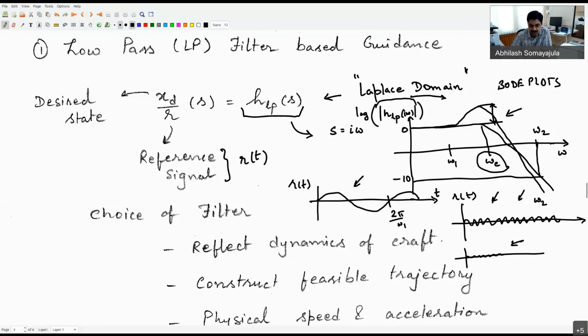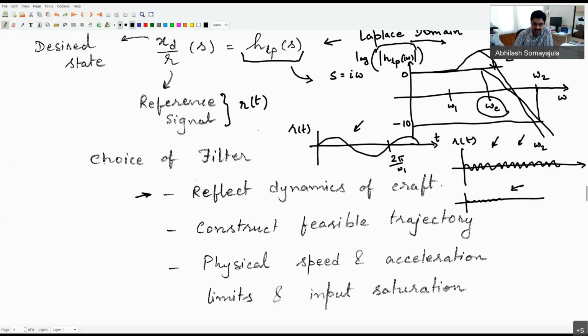So in that sense, you want to make sure when you choose your filter that this filter decently reflects the dynamics of your craft, which means whatever your craft could do in low speed scenarios should be captured. At least all those frequencies must definitely be captured in the low pass filter. It should be able to construct feasible trajectories. So the trajectory outputs that you provide in terms of X, Y, and psi should be something which the craft can potentially actually follow.